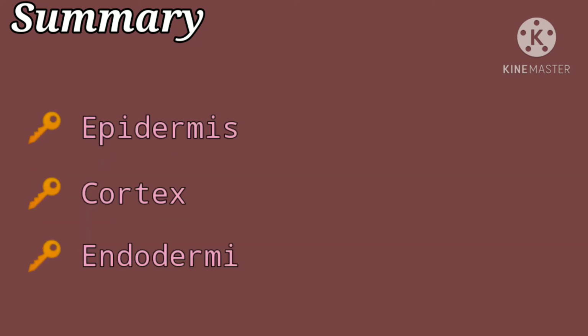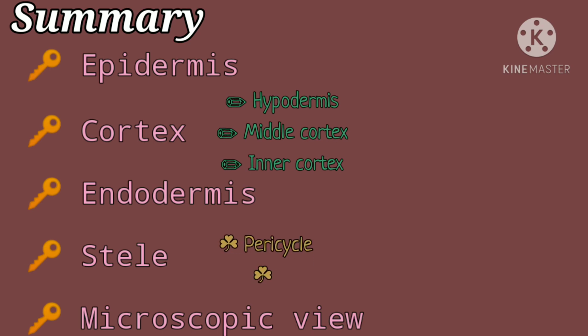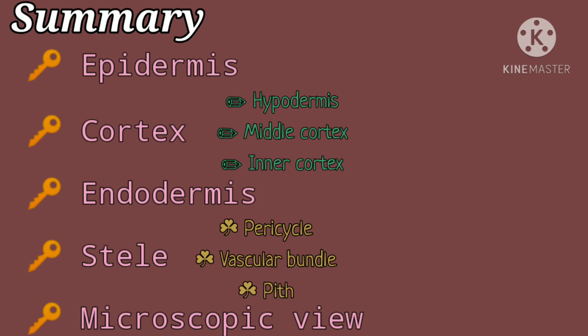In this video, we have learned about the layers present in the dicot stem, which is epidermis, cortex, which is divided into three layers: hypodermis, middle cortex, and inner cortex; endodermis, stele, which are divided into three: pericycle, vascular bundle, pith. The vascular bundles are xylem and phloem, and lastly the microscopic view of a dicot stem.